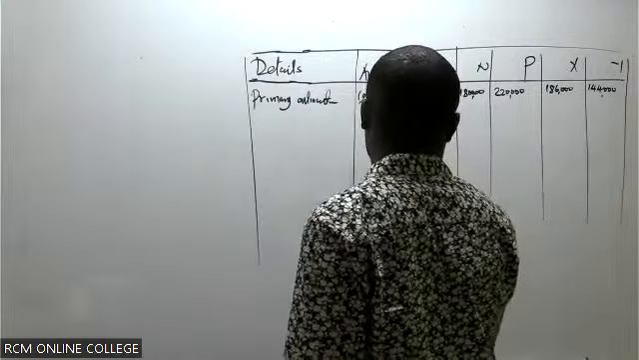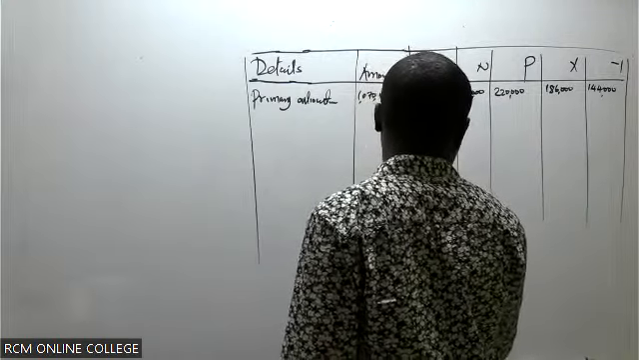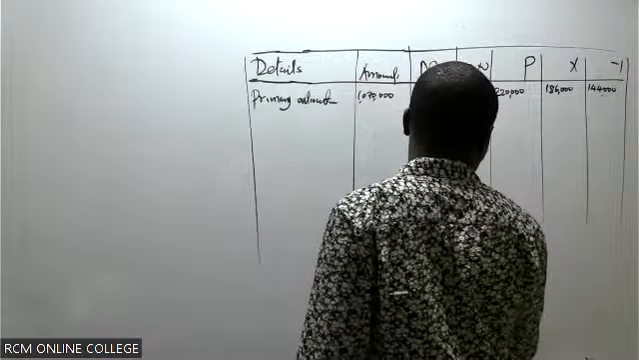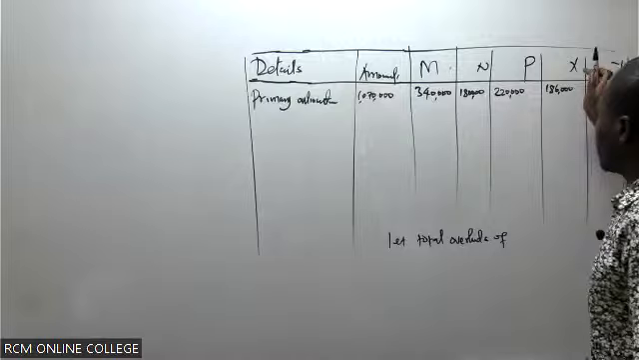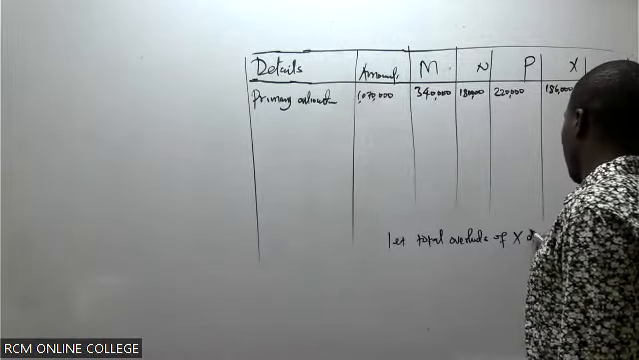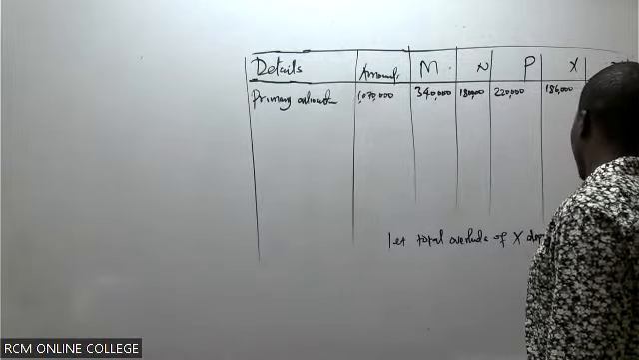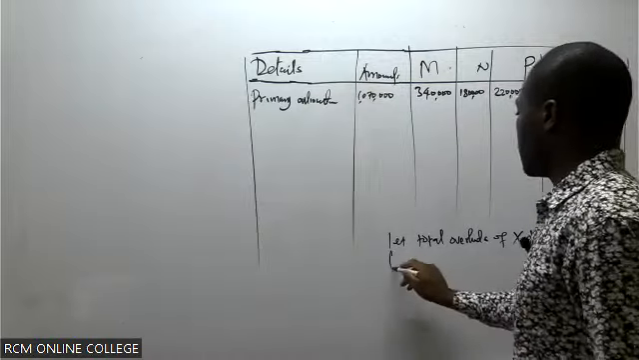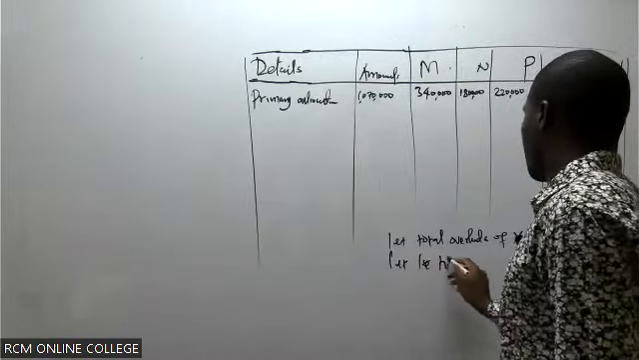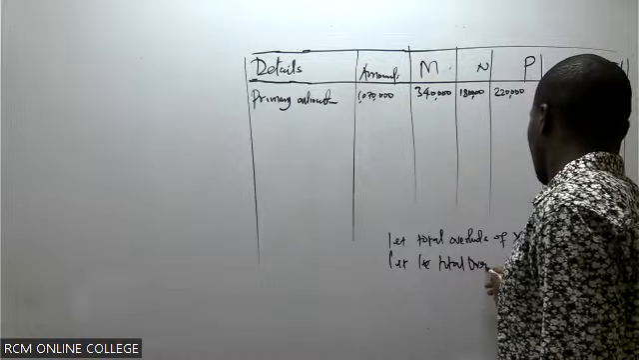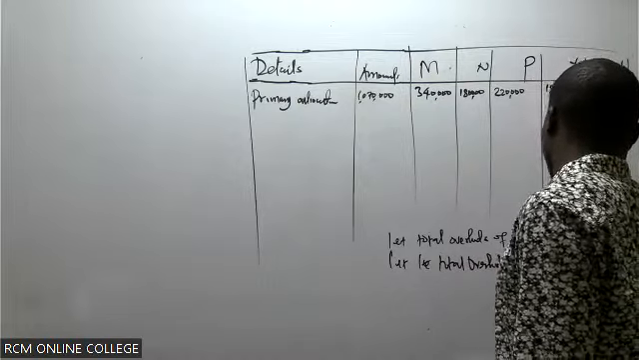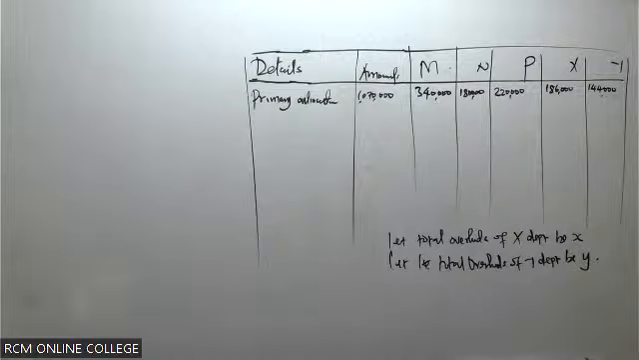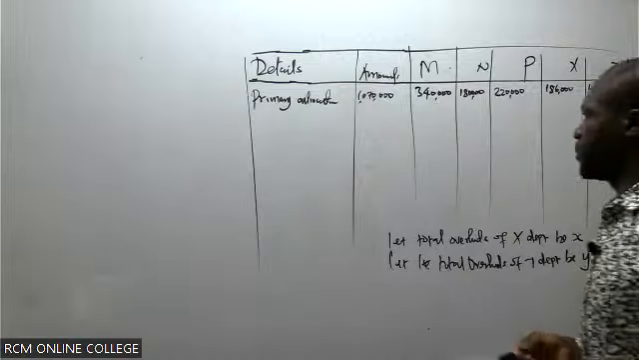So we are going to say let total overheads of this X department be X. Let the total overheads of Y department be Y. That's the first assumption that you are making there.